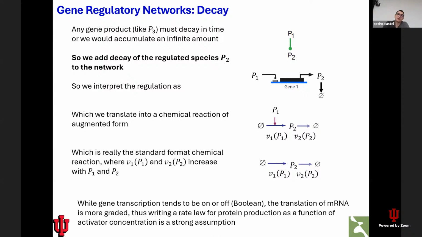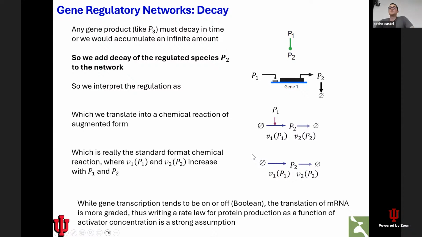In the case of P1 being an input, you don't really care much about the decay of P1. However, if you have, for example, P1 being the resulting protein of another gene in your model, then you would care more about the decay of P1, because then P1 could also go to infinity, and then you say, okay, so P1 also decays, so on and so forth.